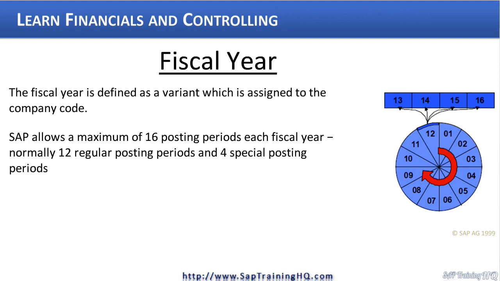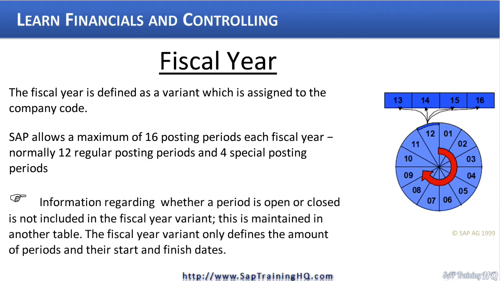In the example shown on the slide, the fiscal year has 12 posting periods and 4 special periods. If the posting date falls in the 12th period, the transaction can instead be posted in one of the 4 special periods. And note, information regarding whether a period is open or closed is not included in the fiscal year variant. This is maintained in another table. The fiscal year variant only defines the number of periods and their start and finish dates.